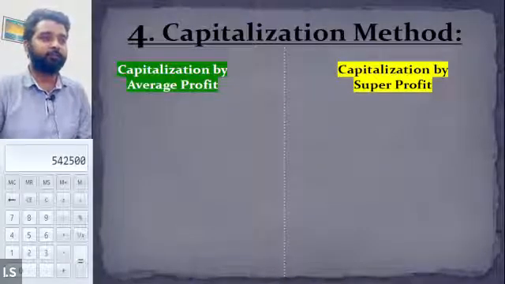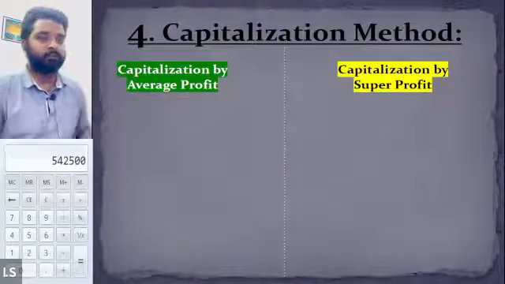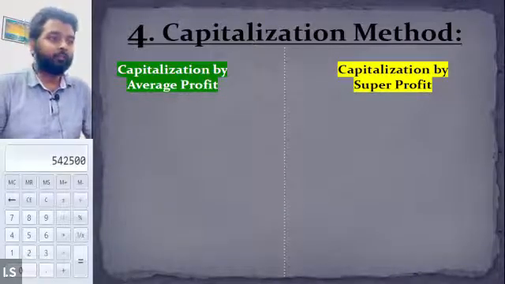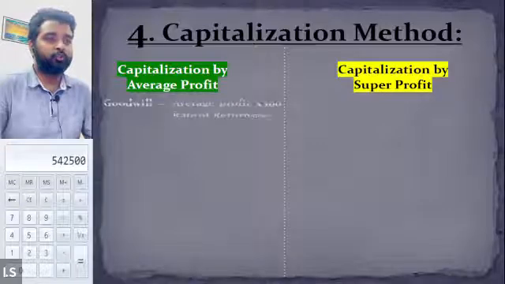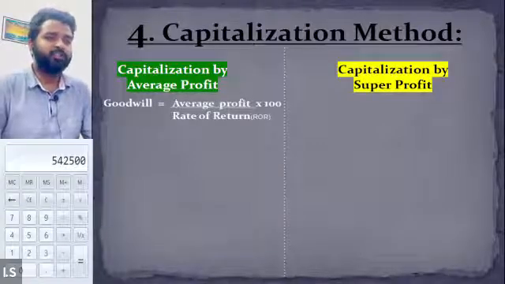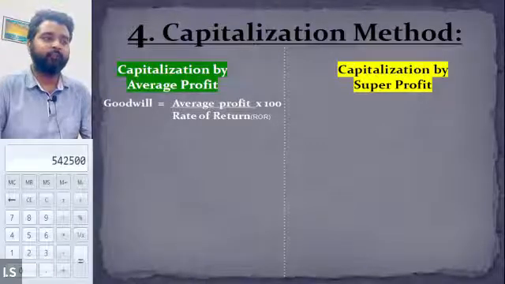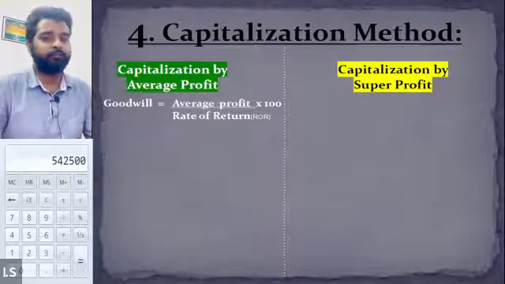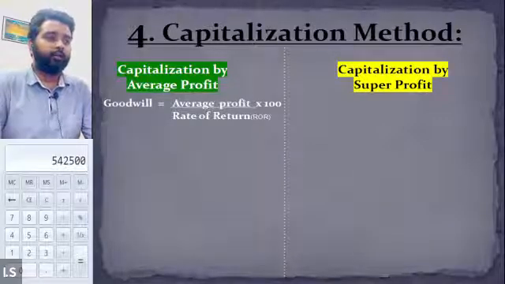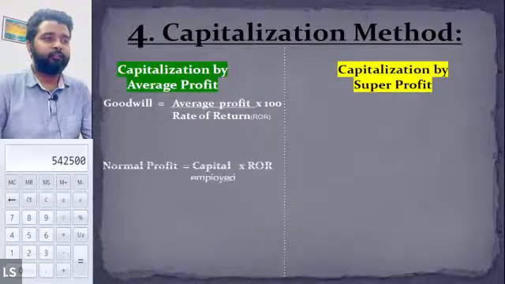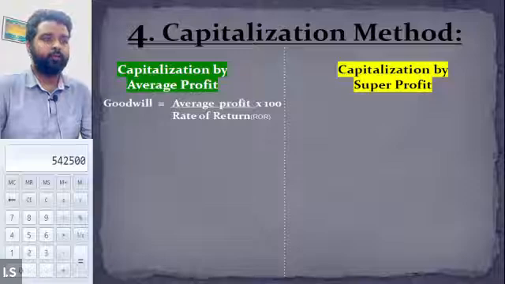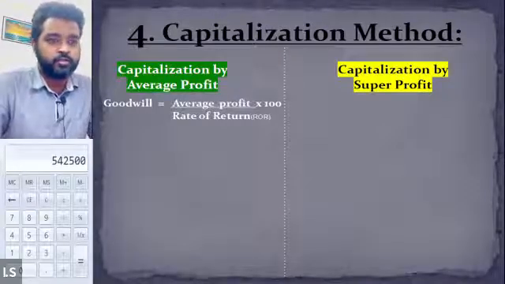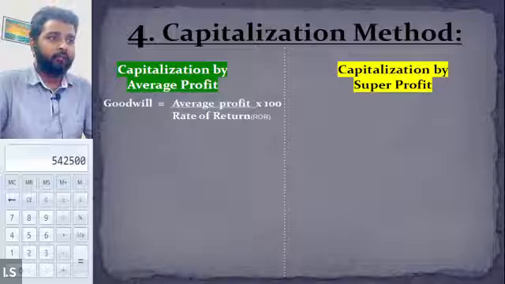Firstly, starting with capitalization by average profit method. In this method, in order to find out the value of goodwill, we apply this formula. The formula is very simple. Simply, average profit divided by the rate of return. This is the capitalization by average profit method. And I guess all of you already know how to find out the average profit, right? Average profit is generally calculated by the total amount of profit divided by the number of years purchase.